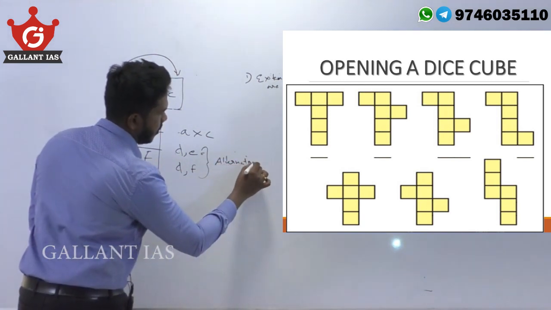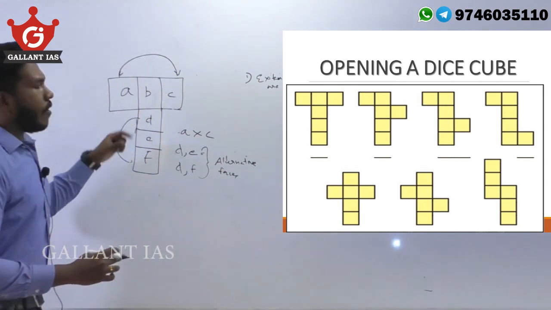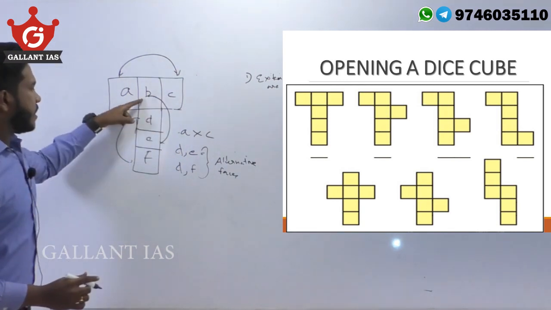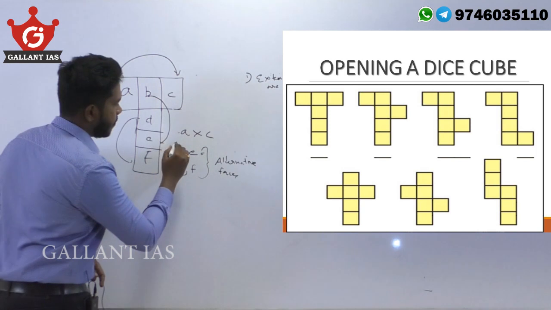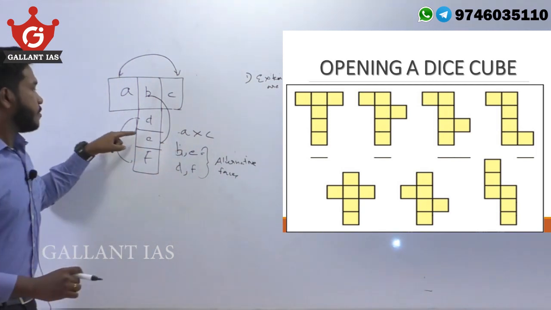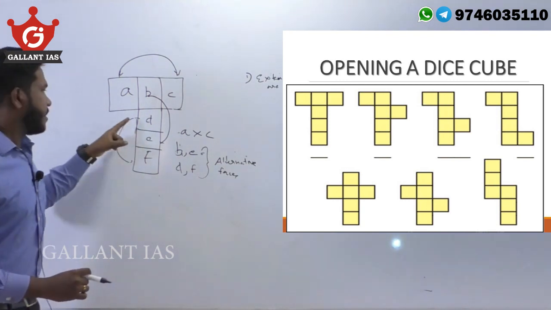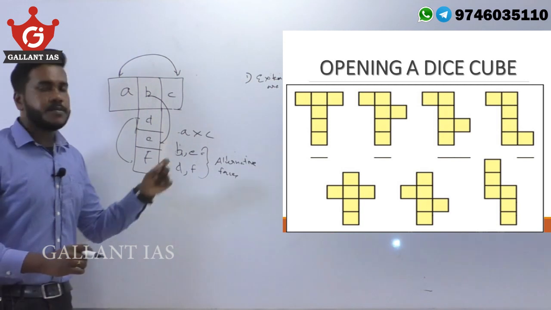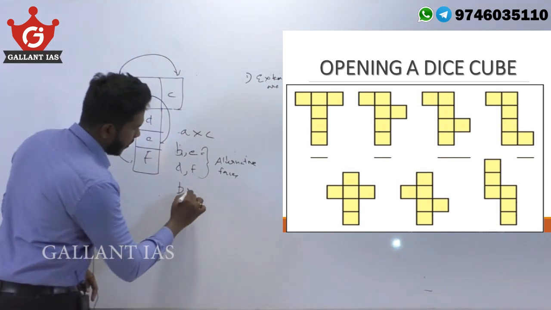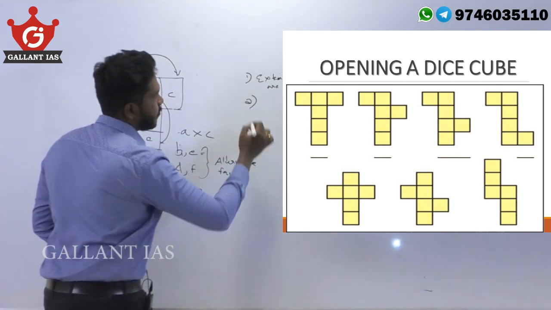Alternative faces. Our second property is that the alternative faces, that is B and E as well as D and F, will be opposite to each other. That is, B will be opposite to E, and D will be opposite to F. So what's our second property?